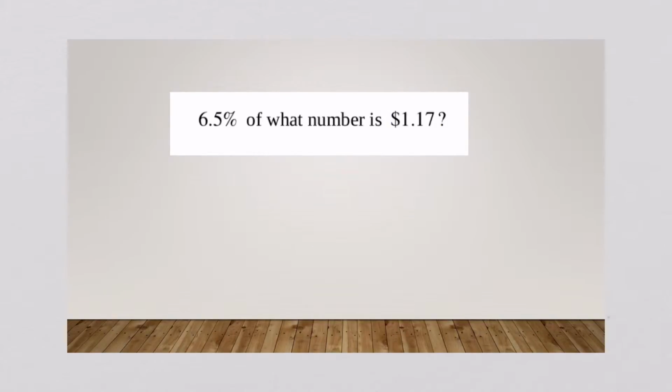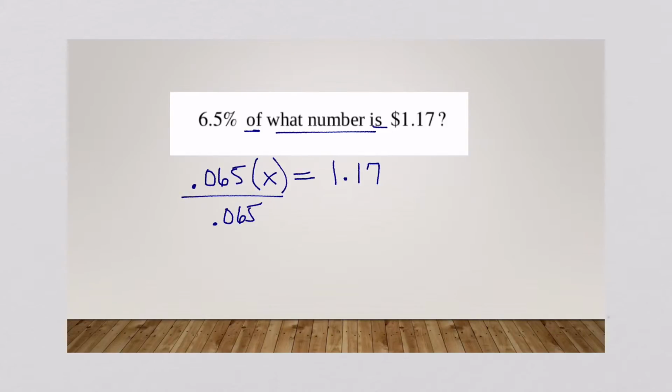Okay, this question is saying 6.5% of what number is $1.17? So I'm going to turn that into a decimal, so 0.065, of means multiply. What number means x? Is means equals $1.17. So what you do to solve this, you would divide both sides by 0.065. And you get that x is equal to 18.